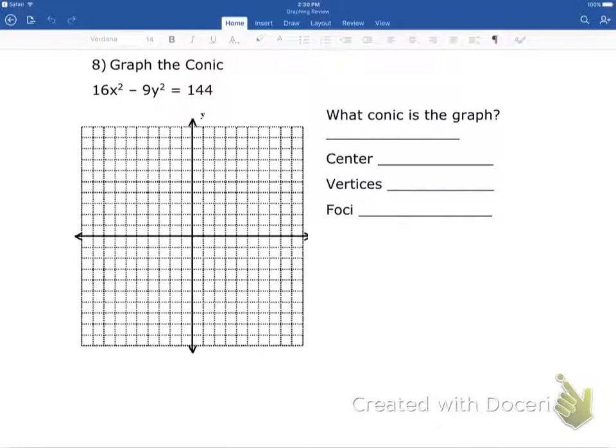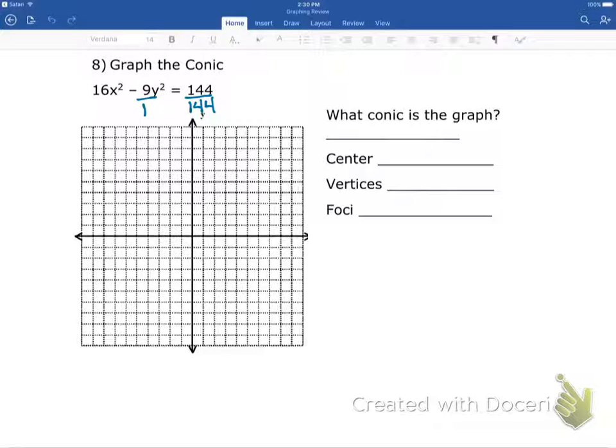Okay, let's look at the last one on the graphing review for your final exam. The directions say to graph the conic. The equation is 16x squared minus 9y squared equals 144. So in order to get this into standard form, the first thing that we're going to do is divide everything by 144.